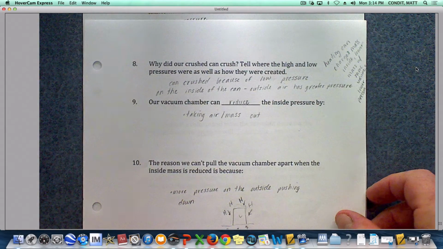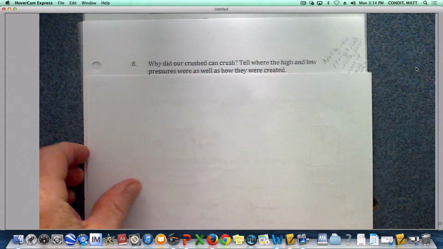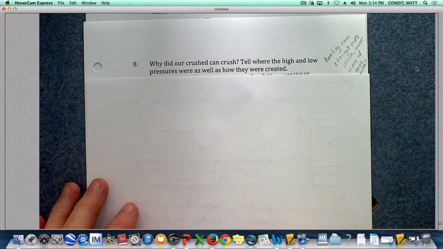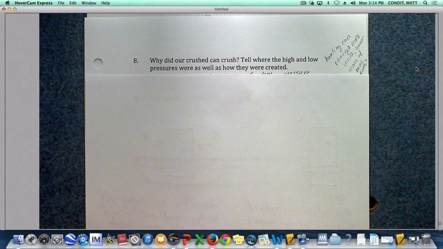Question number 8. Why did our can crush? Where were the high and low pressures, as well as how they were created? Now this is a very complex question. We're not going to expect you to do as much writing on the test as you're about to see, but you do need to understand the entire process.